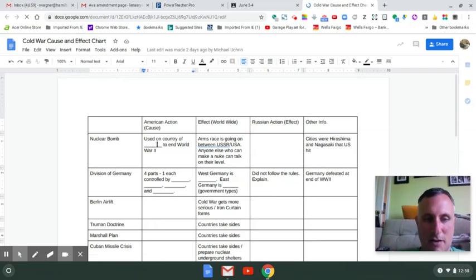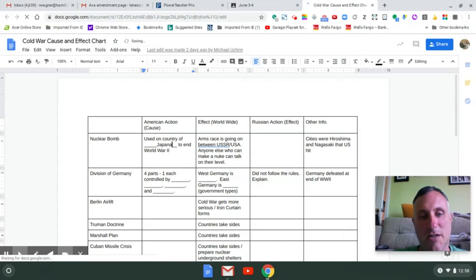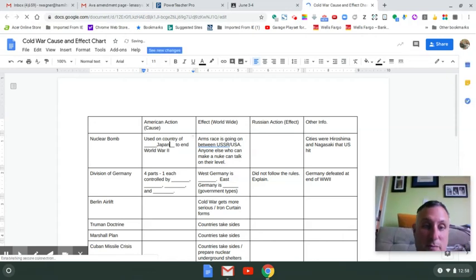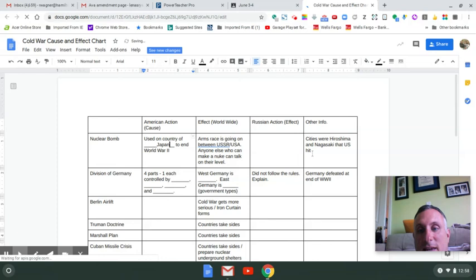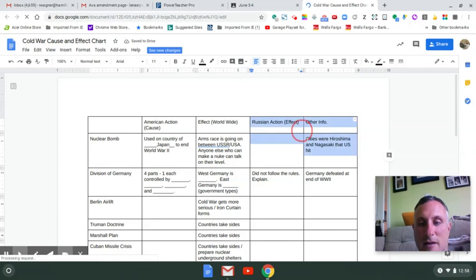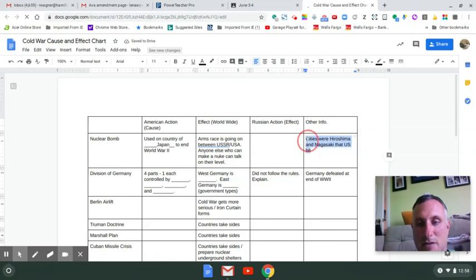Obviously, that's Japan. Nuclear bomb, American action. We used it on Japan at the end of World War II. It blew up two places called Hiroshima and Nagasaki. That's right here in the information, cities for Hiroshima and Nagasaki. The effect worldwide: the arms race is going on between the USSR and USA. Anyone else who can make a nuke can talk on their level.